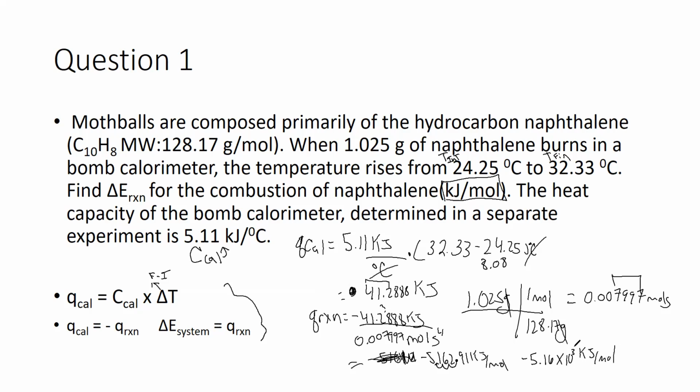What this number means is I get this much energy for every mole of naphthalene I burn. That is our final answer. And yeah, getting it from kilojoules to kilojoules per mole, that's definitely tricky, because you probably think you have to do something complicated. All you have to do is divide it by how many moles you had. That's it, once you get it in kilojoules.